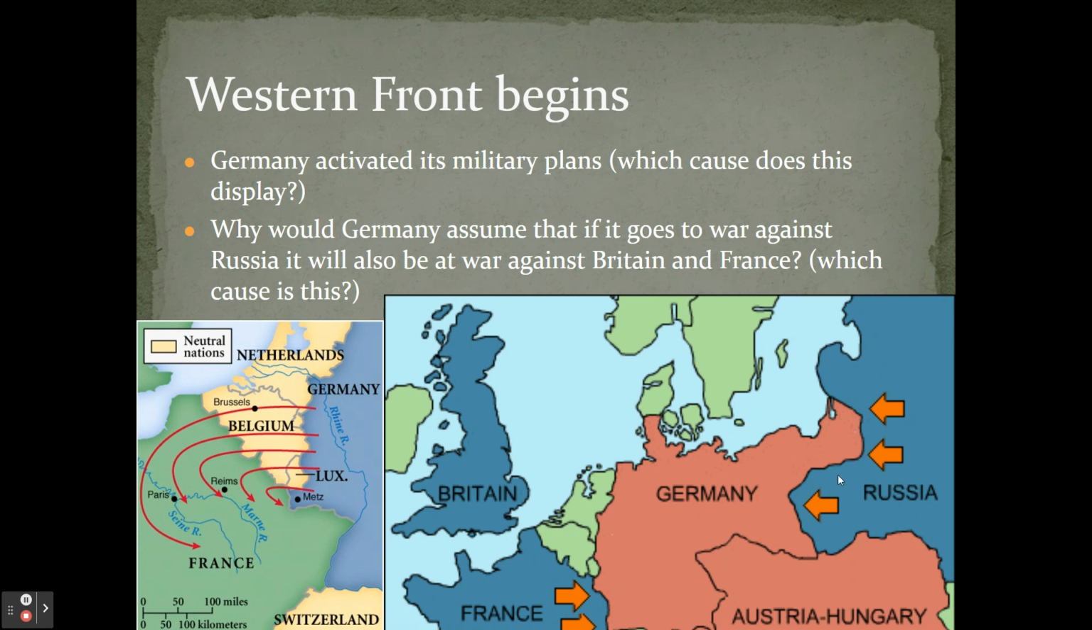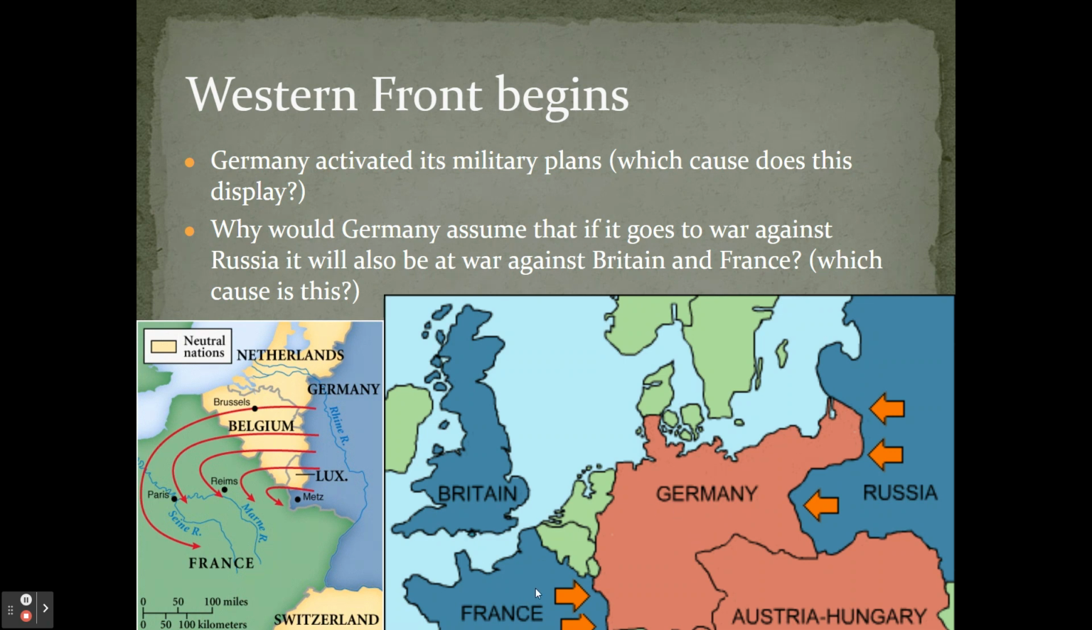And so what Germany decided is, if we're going to go to war against Russia, we've got to think ahead, and we're going to have to fight France and Britain. Germany felt like Russia was going to be the tougher opponent. So their military leaders in Germany had devised this plan that we're going to try to defeat France and Britain quickly and early, and then we can focus all our attention on Russia. All right. So what Germany did is they invaded France.